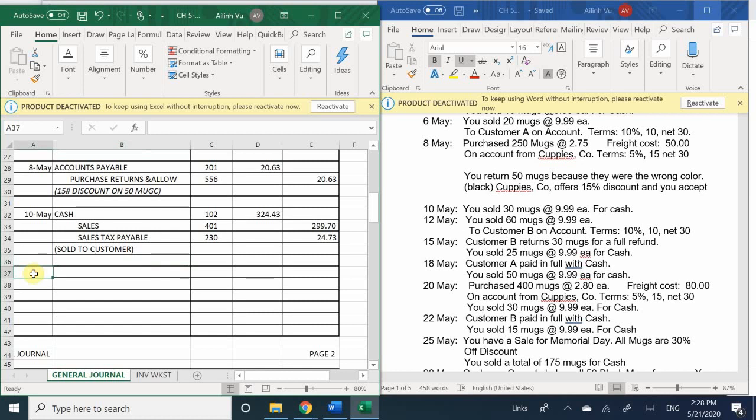So what are we going to recognize? Accounts receivable, right? Yes, because they owe us money. Sales. We're going to recognize sales. And we're going to recognize sales tax payable.